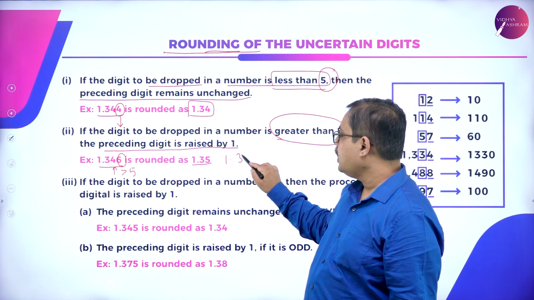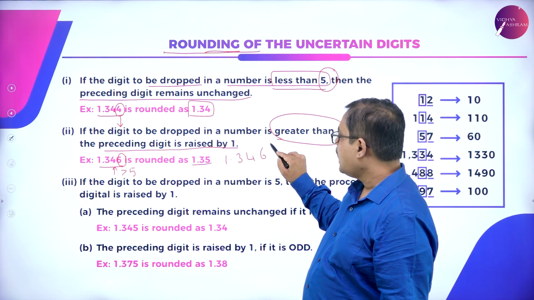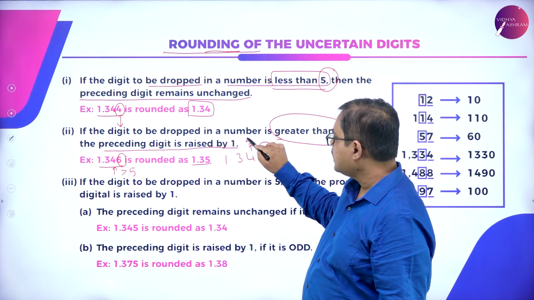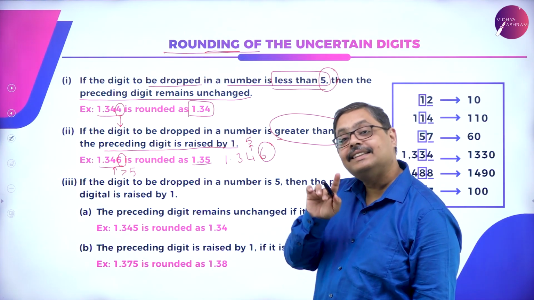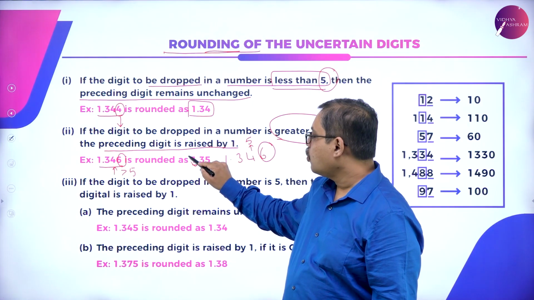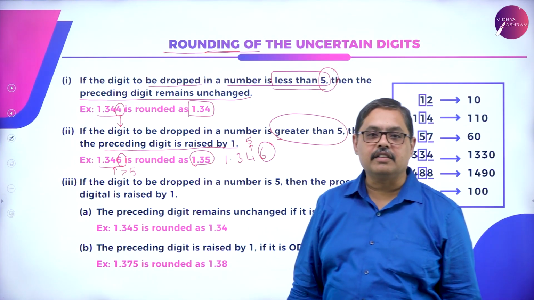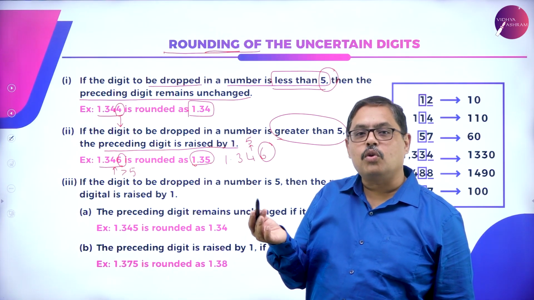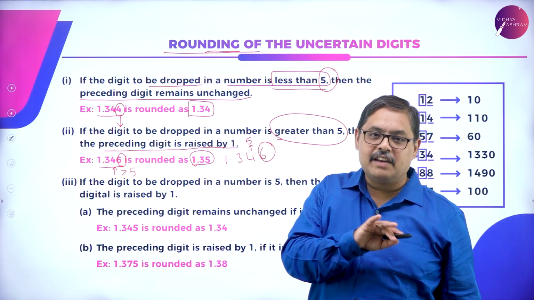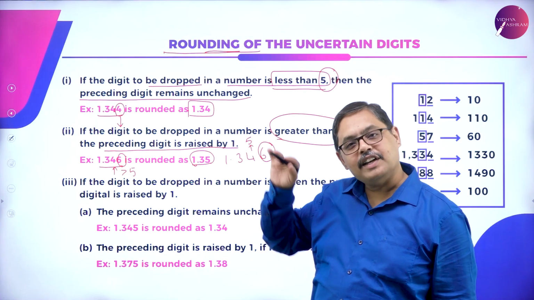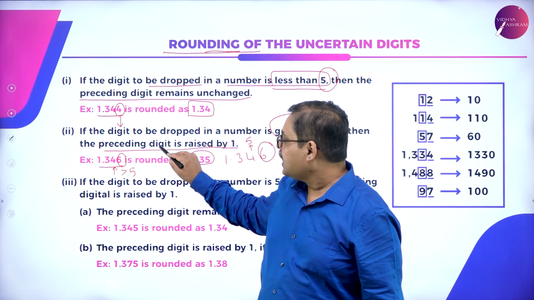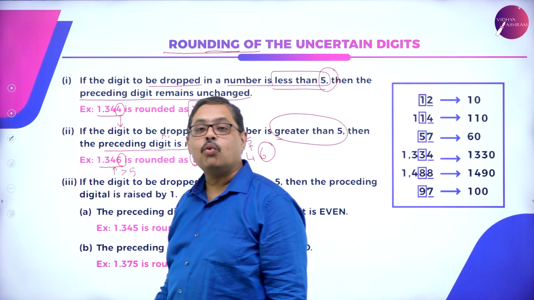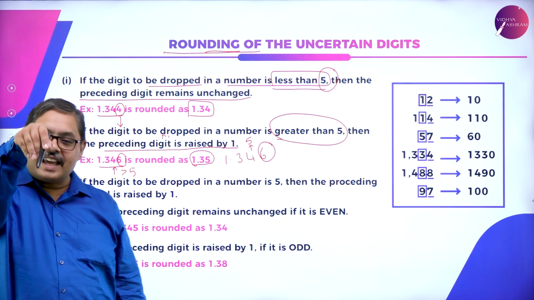It was 1.346. I have to drop 6. What do I do? I increase this 4 or raise it by 1, which becomes 1.35. So the rounded off value becomes 1.35. Now it is very clear what I have to do when I have to round off a number. If it is less than 5, I simply drop it off. If it is greater than 5, I will raise the preceding digit by 1. 2 cases. Now what happens if the digit is exactly 5?